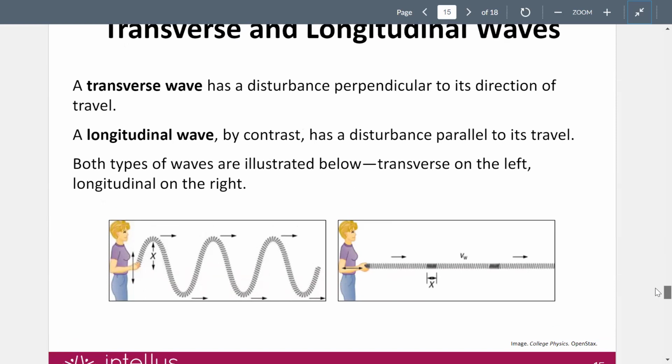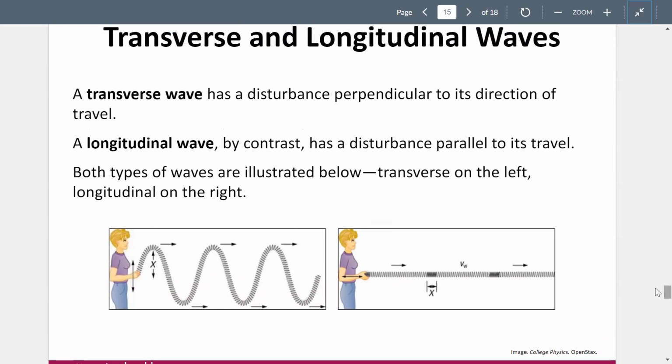So now, why is it important to know about those two different types of waves? Well, number one, transverse waves are all light waves, whether it's visible light, X-rays, gamma rays, microwaves, radio waves, any kind of electromagnetic disturbance is a transverse wave. Longitudinal waves, on the other hand, are sound waves. Remember, light waves don't have to have a medium, but sound waves or longitudinal waves do.